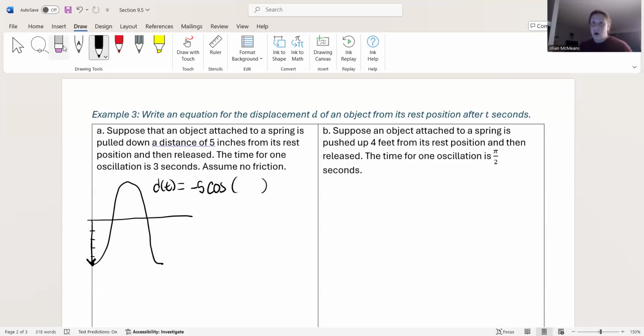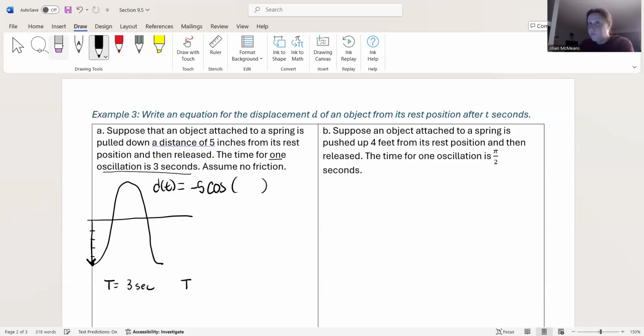Now, the hard part, and it's not really that hard, but the hardest part is figuring out omega. So we know that we have this object, it's on a spring, we pull it down 5 units, and then we eventually release it. The time for one oscillation is 3 seconds. So we know our period is 3 seconds.